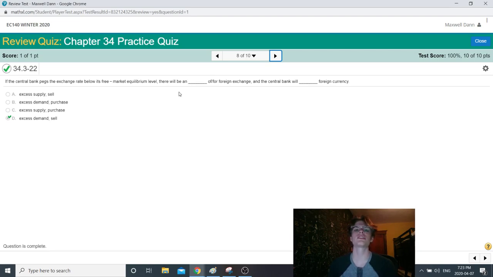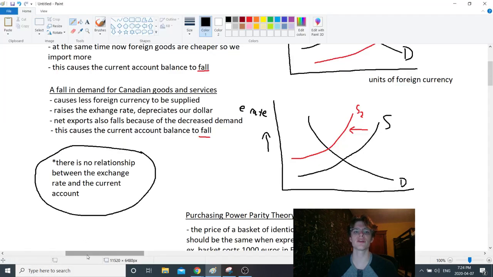So sometimes there are some economies that like to set an exchange rate at a certain level. China does this. China is one of the main ones. I'm not sure of any others. Most of us have a flexible exchange rate. But what happens if they peg their exchange rate below its free market equilibrium?